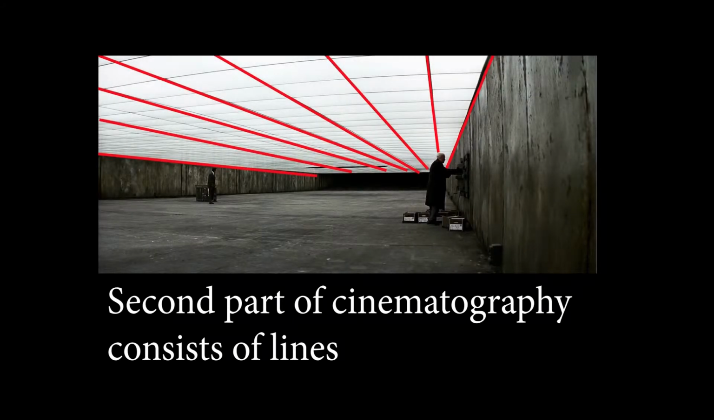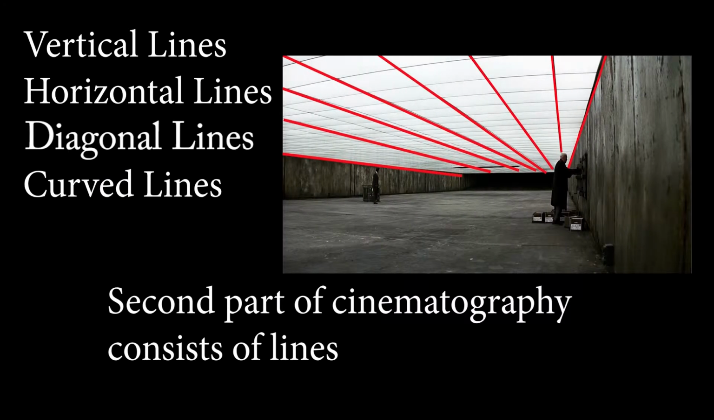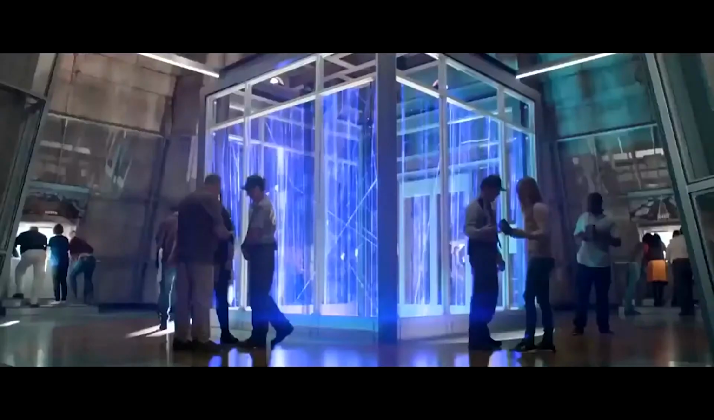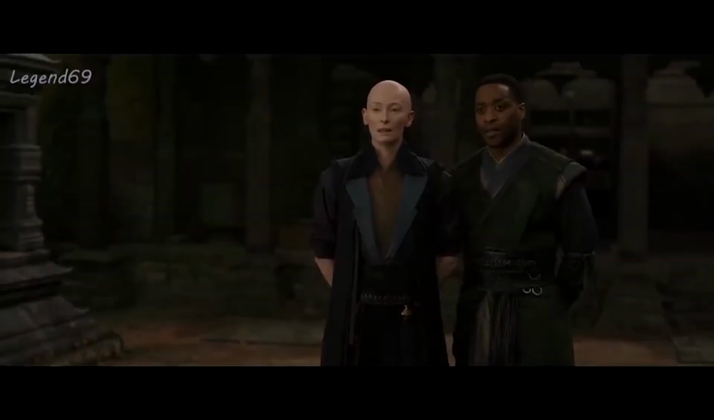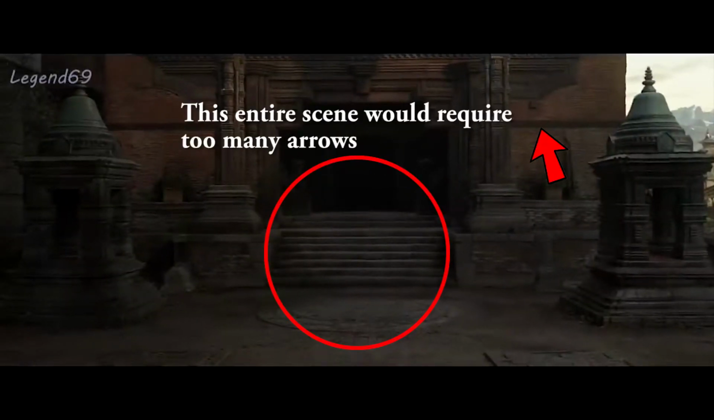The second part of cinematography are lines, consisting of vertical lines, horizontal lines, diagonal lines, and curved lines. The first type of line is vertical. As shown in the scene, it provides a feeling of stability to the environment. The second type of line is horizontal. This provides a restful feel.